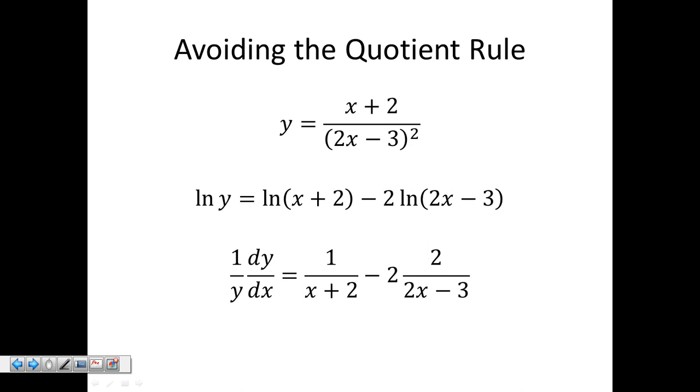1 over y dy equals 1 over x plus 2 minus 2 over 2x minus 3. Now let's talk about these two 2's for a second. The first 2 right here is my constant multiple. My 2 that's on the top of the fraction is the derivative of the inside again. So you've got to pay attention to that. What is inside the natural log? What's the derivative of that inside? Don't forget to apply the chain rule when you're doing this.